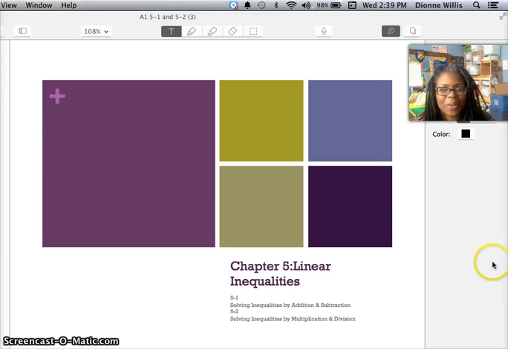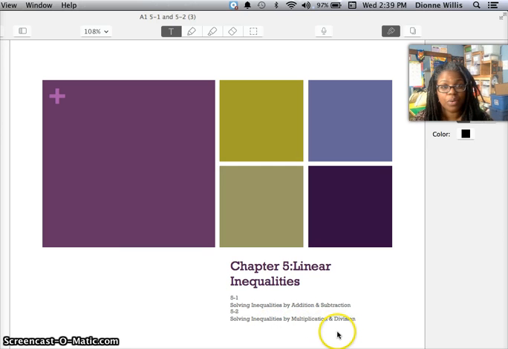Okay, everybody, we are going to take care of two sections in one. We are now in chapter 5, and we're looking a lot at inequalities. What we're going to do is learn how to solve inequalities. If you notice down here, we're looking at section 5.1, which is solving inequalities by addition and subtraction. And then the other section, 5.2, is solving by multiplication and division.